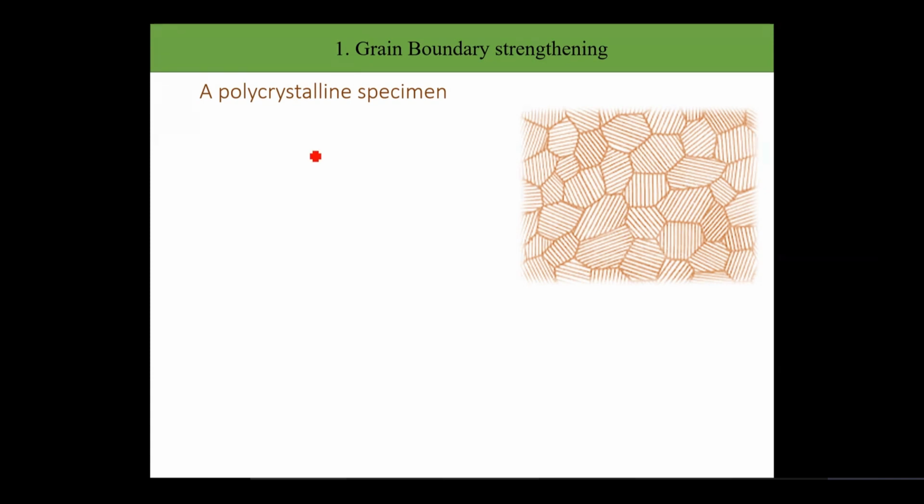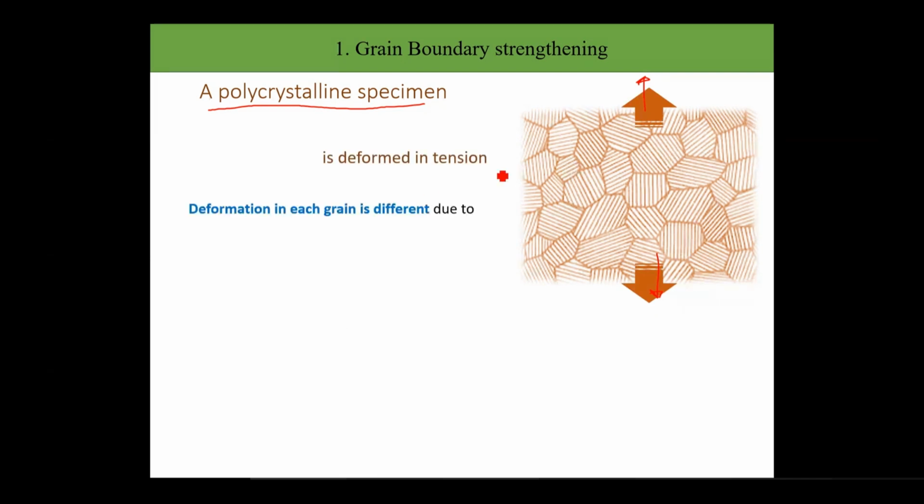It says that if stress is being applied onto a polycrystalline specimen, deformation in each grain is different. Why is it different? Sir, because the angle in each would be different. Very good. The orientation would also change, sir. Very good. So deformation in each grain is different due to difference in orientation with respect to the applied stress.